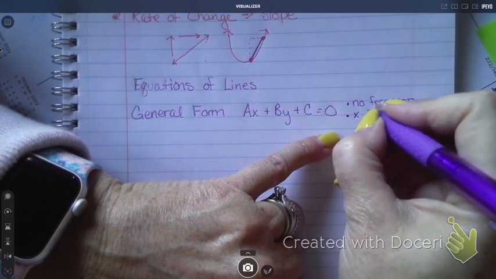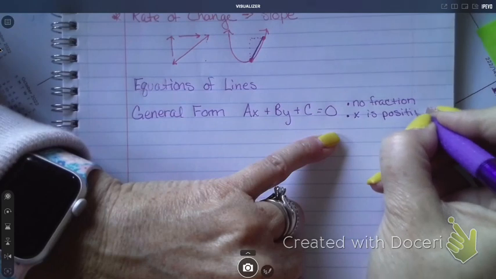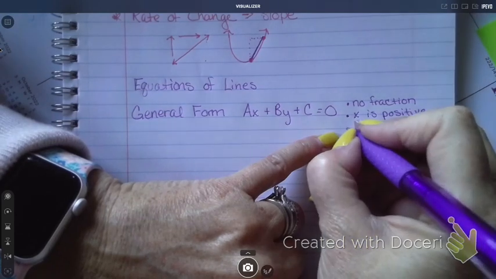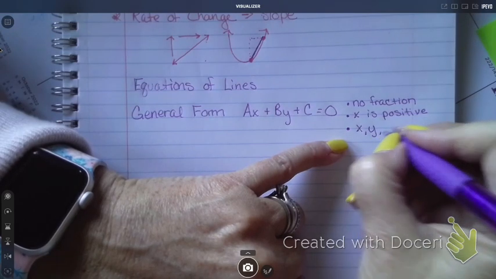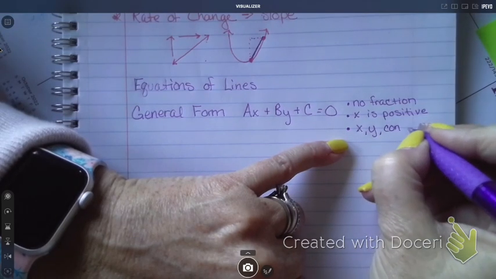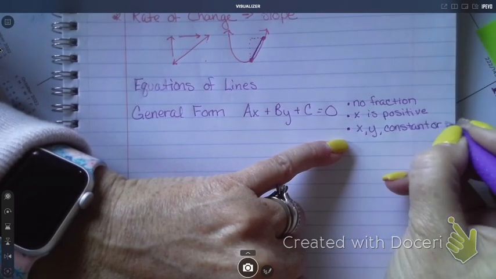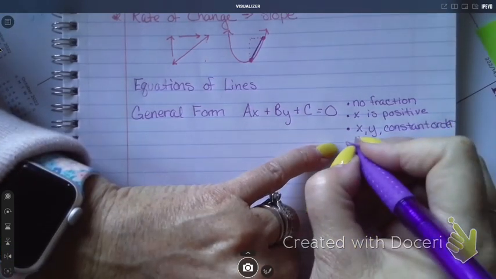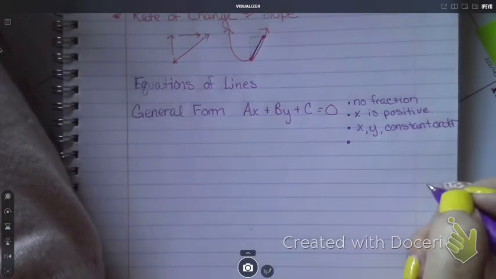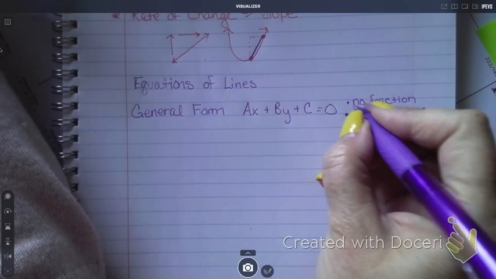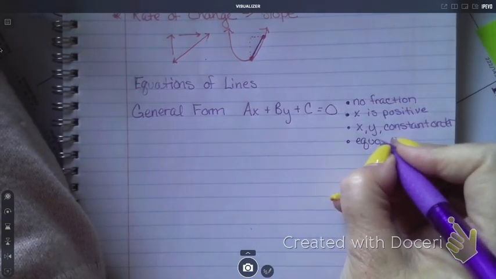X is positive. And it has to be in x, y, constant order. And the last thing has to be what? What do you think? Equal to 0. Equal to 0.